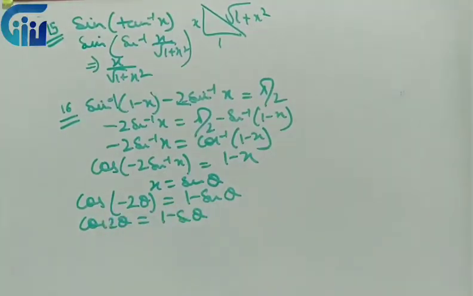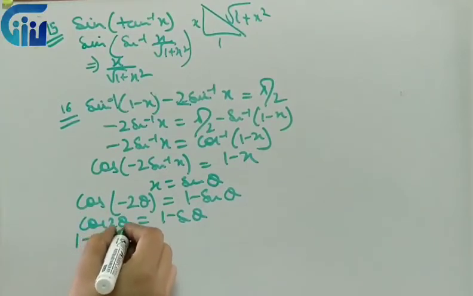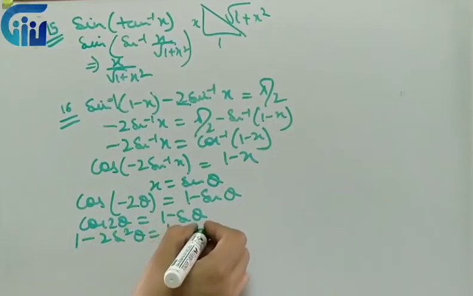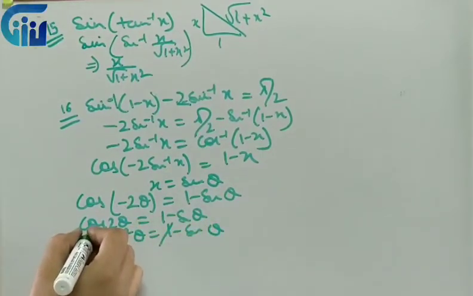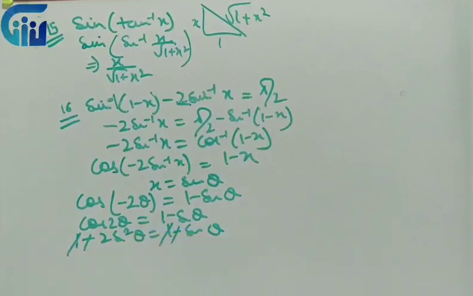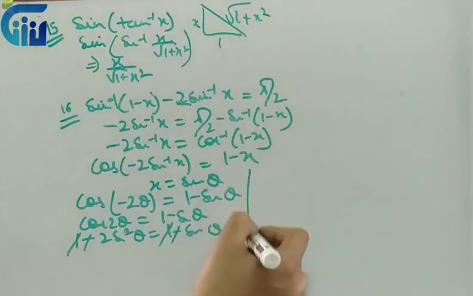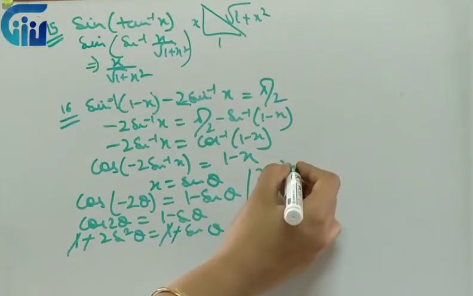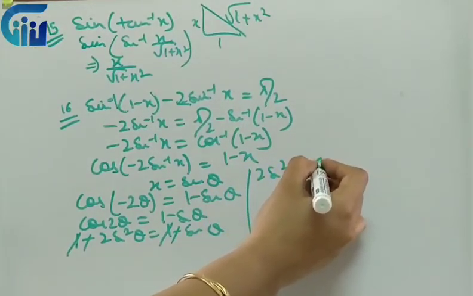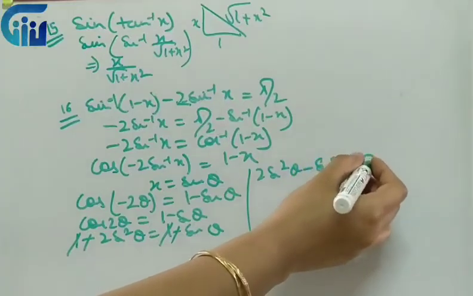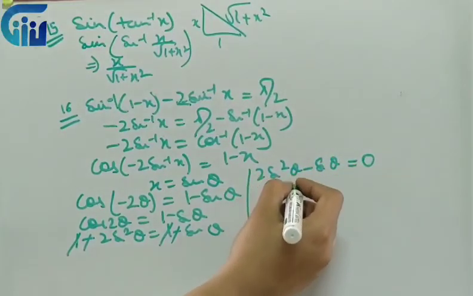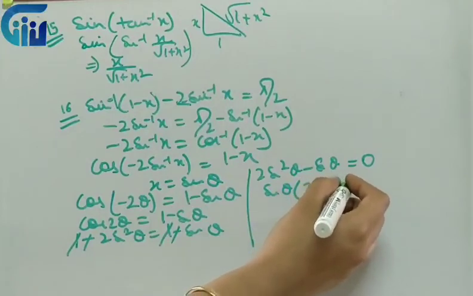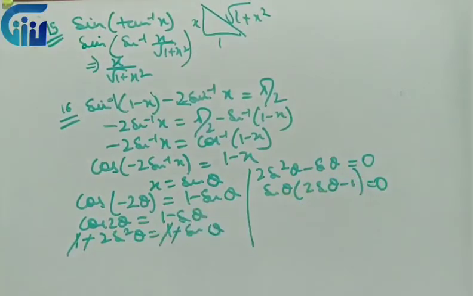Now to solve this, I have to apply the formula of cos 2 theta in terms of sine. So this can be written as 1 minus 2 sine square theta, 1 minus sine theta. So 1 and 1 will get cancelled, minus and minus will get cancelled. I'll not cancel sine with sine because we have to find out the solution. So what I'll do is I'll take common. So it will be 2 sine square theta minus sine theta is equal to 0. So I can take sine theta common. So it will be 2 sine theta minus 1 is equal to 0.